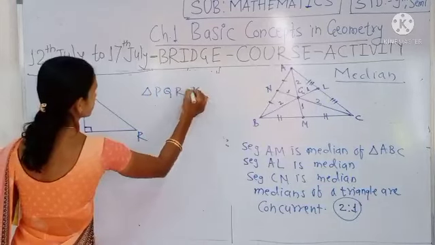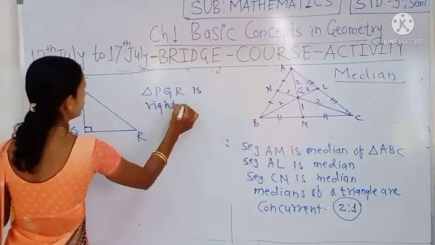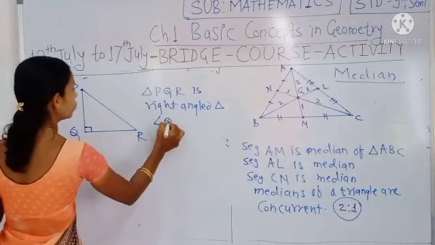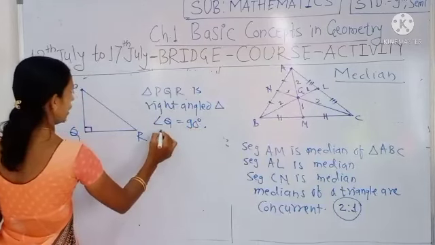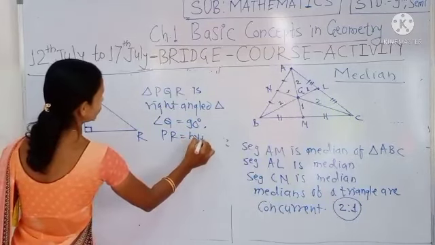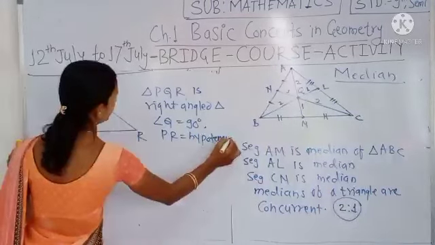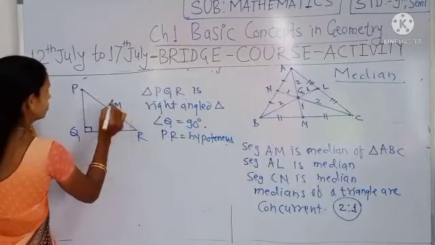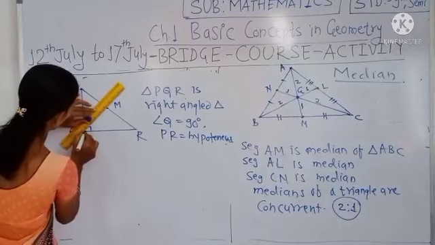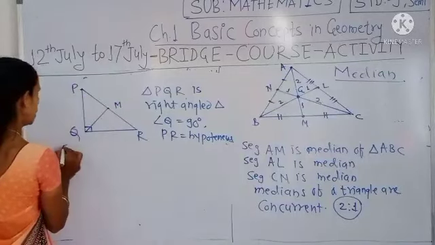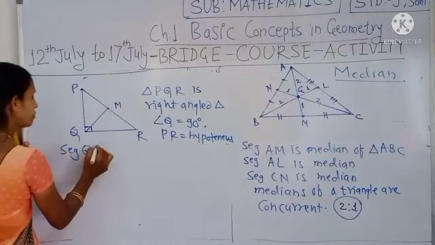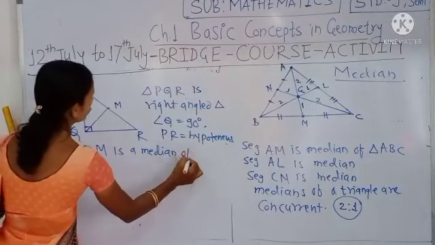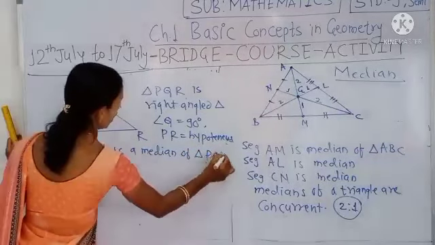Suppose PQR is a right angle triangle in which angle Q is 90 degree and PR is the hypotenuse, and the midpoint of PR is M. And if we draw the segment QM, then segment QM is a median of triangle PQR.